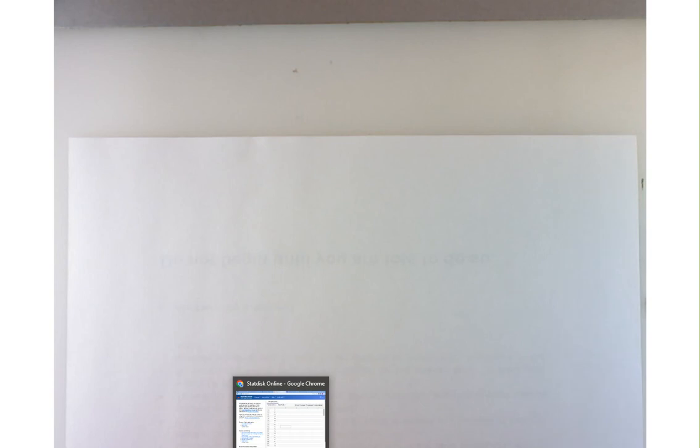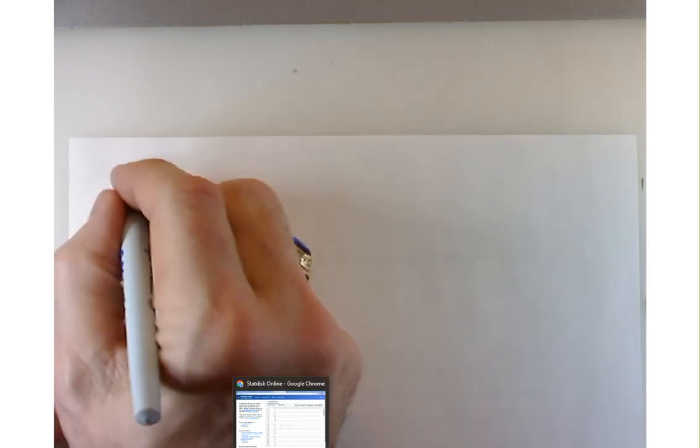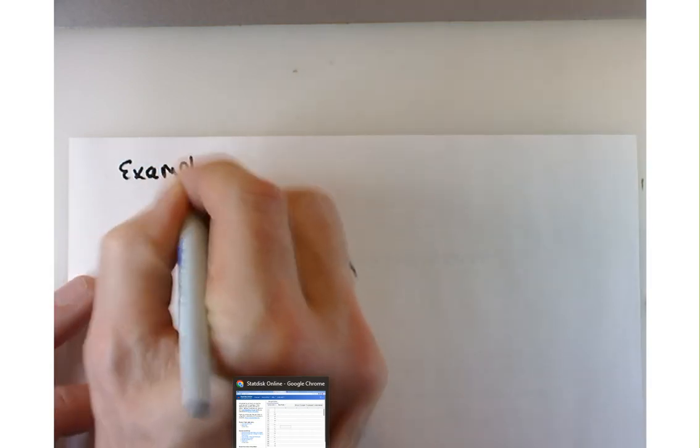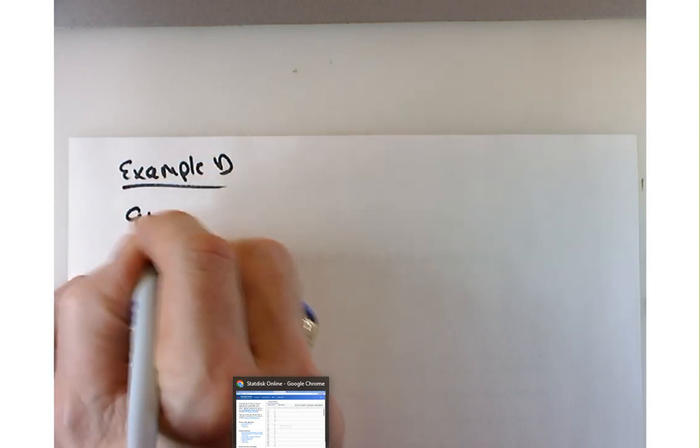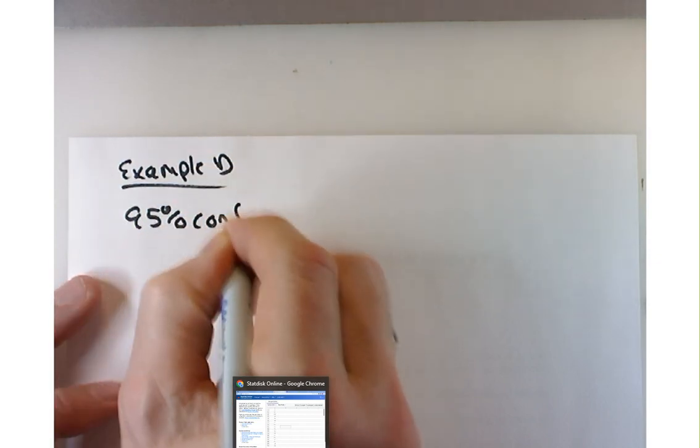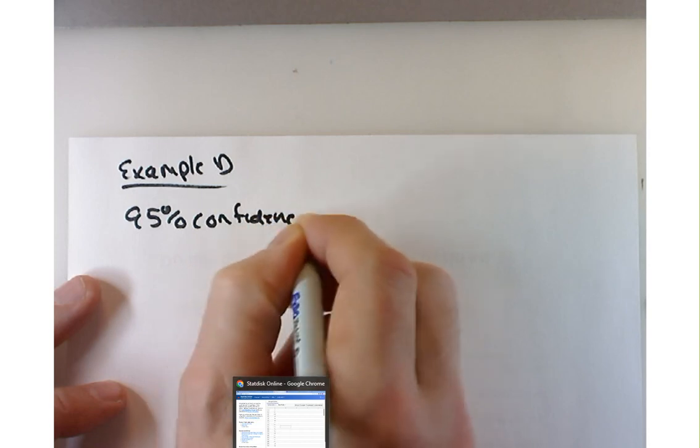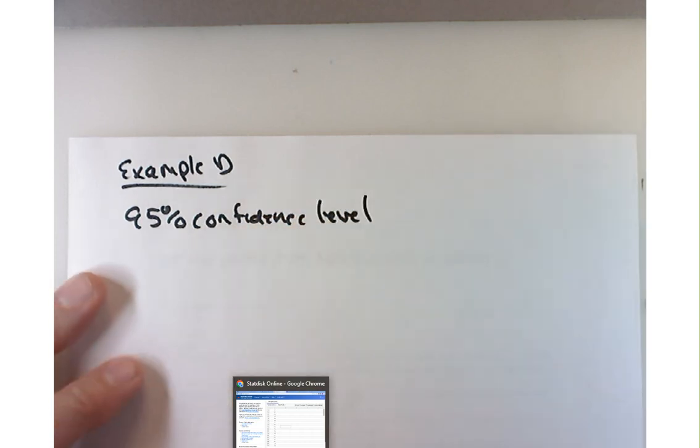All right, so let's see. We're in a 95% confidence interval. And that's really all that we're going to write down right now, because we're going to let StatDisk do a lot of the rest of the heavy lifting for us. So this is example D. 95% confidence level.